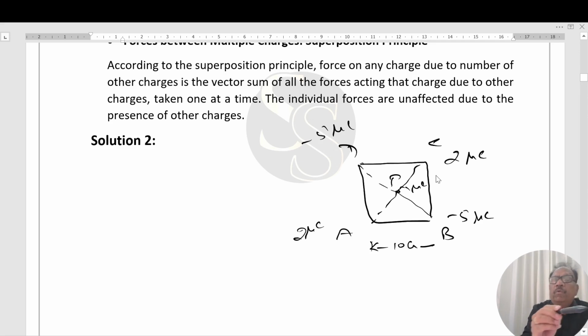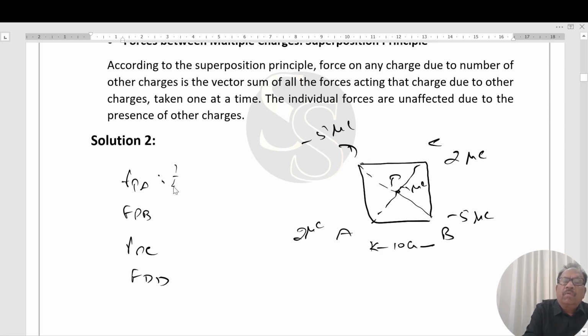Now we have to find the four forces: FPA, FPB, FPC, FPD. Again, everything is 1 over 4 pi epsilon naught times the product of the charges. FPA is 2 into 1, that is 2 into 1 into 10 to the power minus 6 into 10 to the power minus 6, divided by R square, that is PA square.